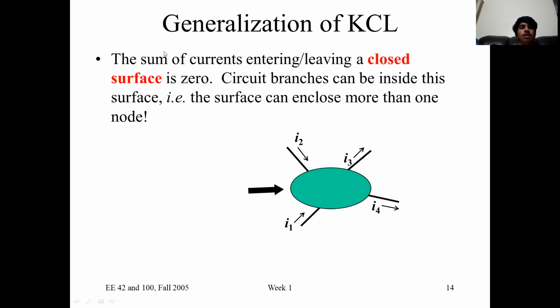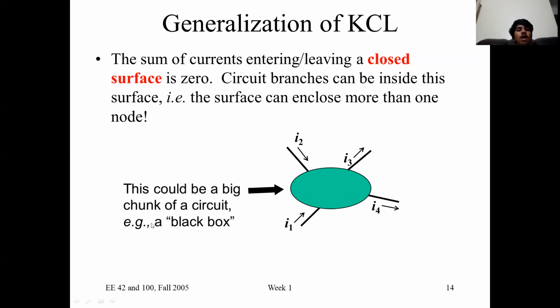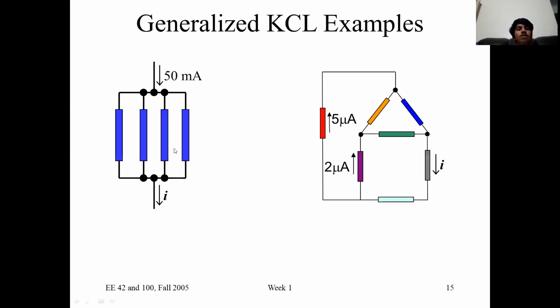Generalization of KCL. The sum of currents entering or leaving a closed surface is 0. Circuit branches can be inside this surface, that is, the surface can enclose more than one node. I1 and I2 are coming towards the node and I3 and I4 are leaving. This could be a big chunk of circuit, for example, a black box. Generalized KCL examples.